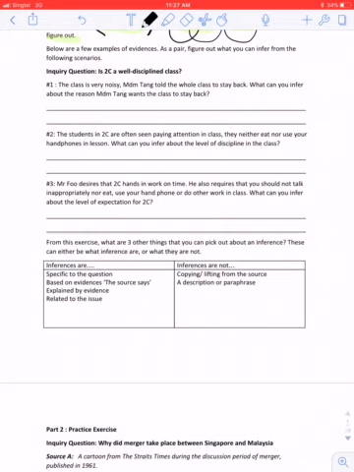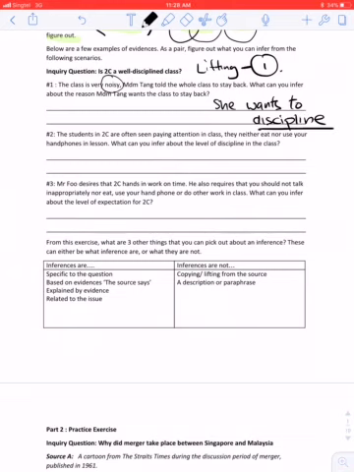So here are some examples. The class, like today, is very noisy. Madam Tang told the whole class to stay back. What can you infer about the reason Madam Tang wants the class to stay back? So if you write the reason why Madam Tang wants the class to stay back is because the class is very noisy, that is called lifting. That will give you 1 mark only. You should not copy or leave the source. So you must say that the reason I can infer is that she wants to discipline the class. That is the reason that I can infer based on the evidence that I see here.